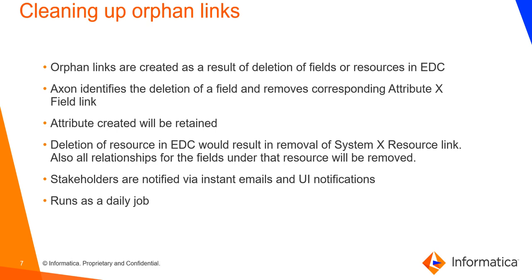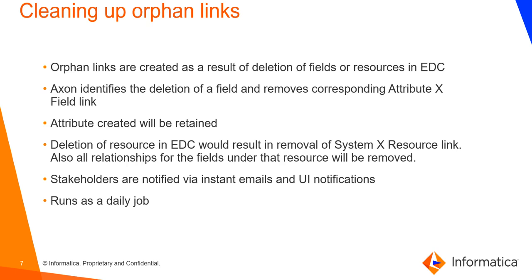If you create a link between an Axon attribute and EDC field and then delete the field in EDC by purging or deleting the resource or rescanning the resource without that field, then in such a scenario, the link in Axon is still active. However, clicking on the field gives a blank screen since the field no longer exists in EDC. Such links are called orphan links. So orphan links are basically created as a result of deletion of fields or resources at the EDC end.